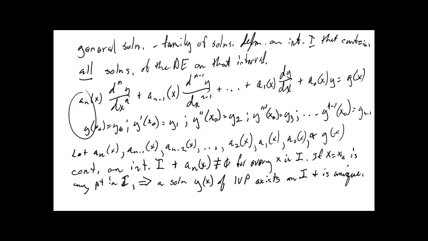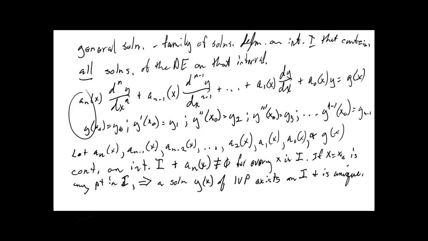Okay. Now, that's a lot of writing just to get to the point of how do you know there is a solution? With all those coefficient functions, functions of x alone, and the g of x being continuous on the interval, and of course that a sub n can't be 0 for every x in I. That means that none of those can have any gaps.